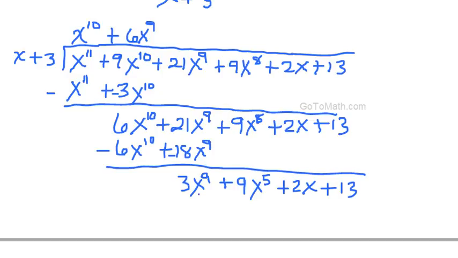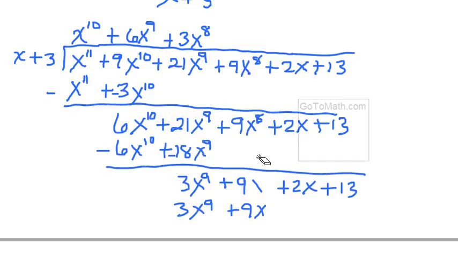We got x goes into 3x to the 9th. That's going to be 3x to the 8th. So we're going to have 3x to the 9th plus 9x to the... something is not right here. See, I looked at that number and it looks like a 5. That's how I make mistakes.